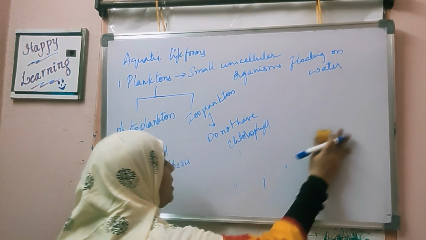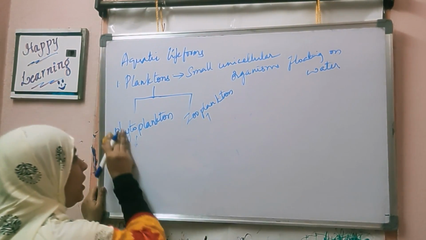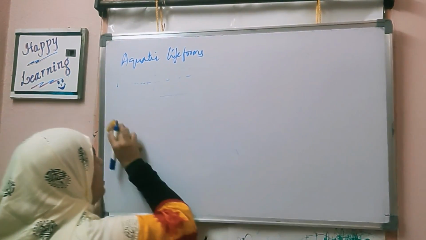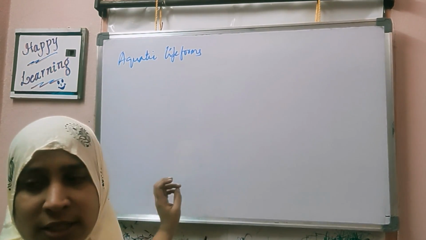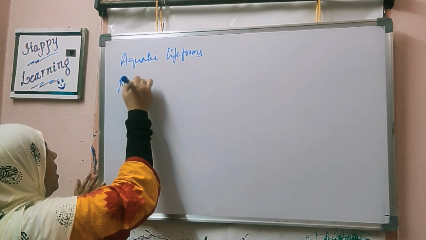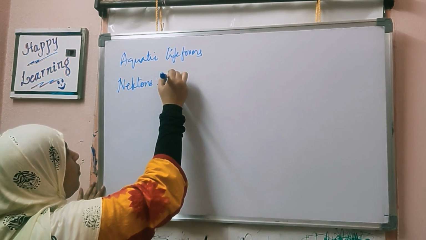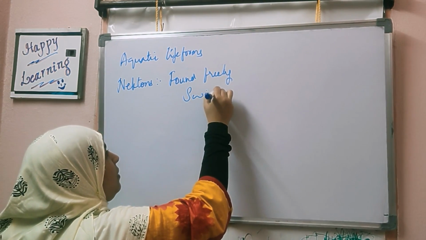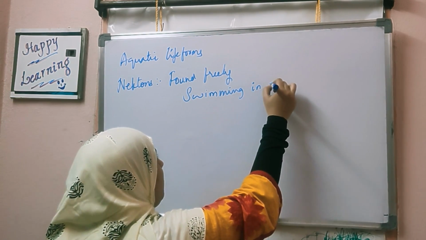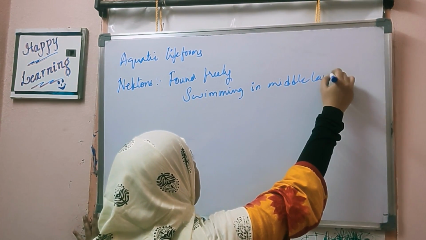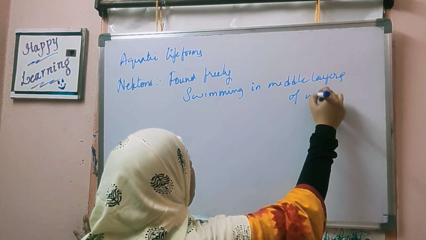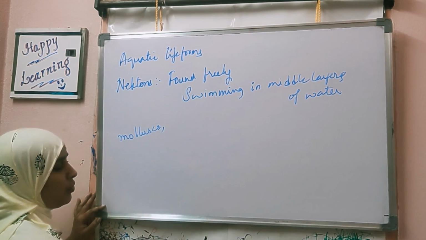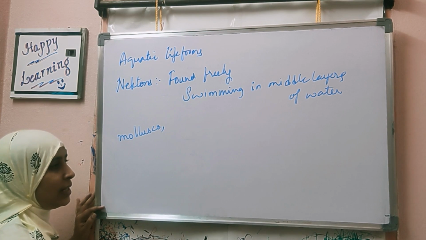Those organisms which are not at the bottom, which are not floating on water, they are in between. Such organisms which float in between are called as nectons. Nectons are those organisms which are found freely swimming in middle layers of water. And the common examples that you know are mollusks. They float in the between. Most of the mollusks. I am not saying about octopus which is settling at the bottom.